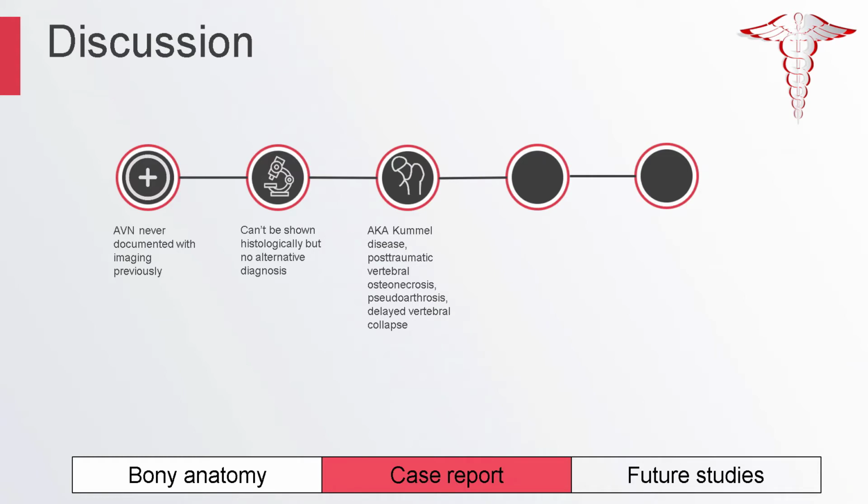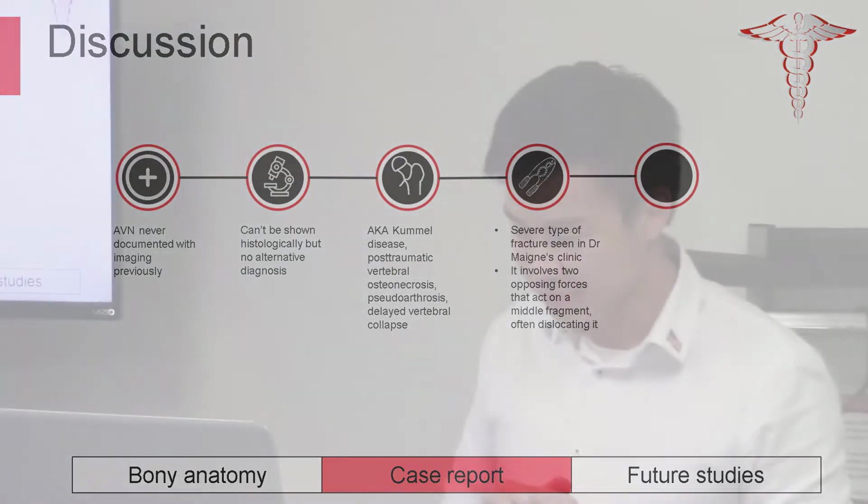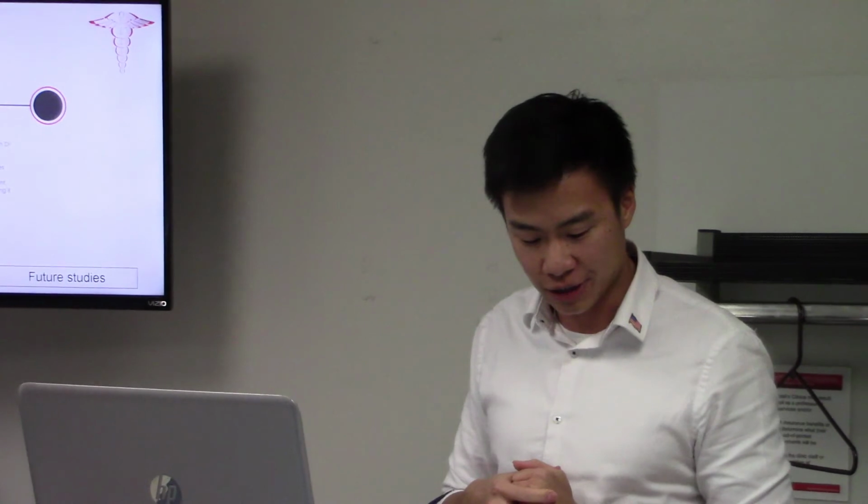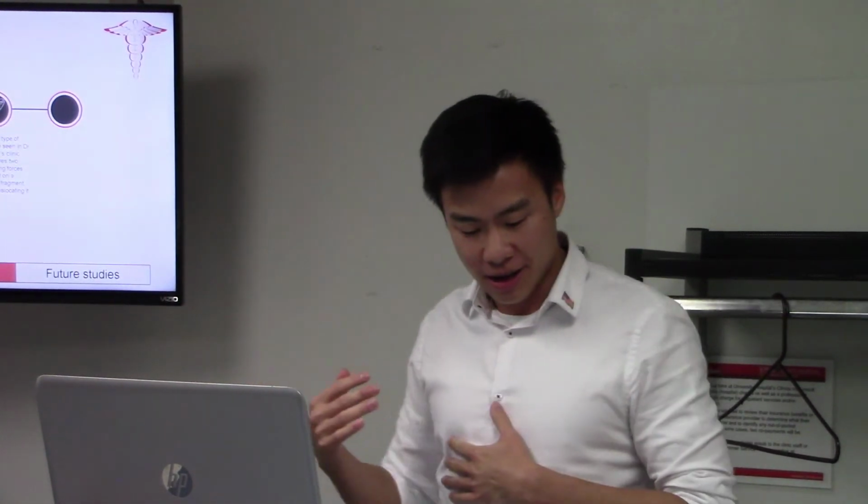So we did a bit of a literature search, and it's also seen higher up in the spine. It's called Kummel's disease, or post-traumatic vertebral osteonecrosis, pseudoarthrosis, delayed vertebral collapse. There's a lot of names for it. And in Paris, Dr. Main talks about this nutcracker fracture quite a bit. He describes it as one of the most severe forms of a coccyx fracture, and it involves 2 opposing forces that act on a middle fragment, and it often dislocates that fragment posteriorly, depending on when the forces come in.